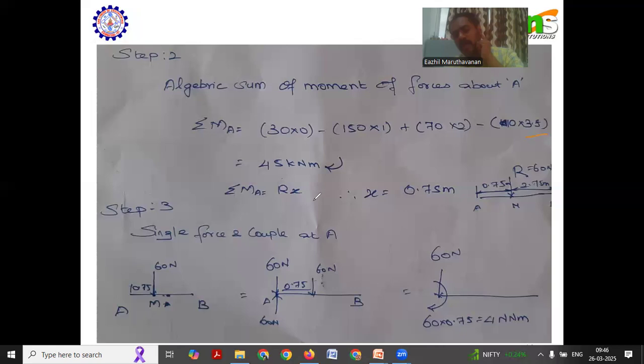To find the perpendicular distance, we use the formula sigma M_A is equal to R into d, or R into x. We get the x value as 0.75 meter. Now I'm drawing the image for the answers which I have. Now I have to replace the force at point A with a couple. So I'm introducing the 60 Newton force at point A on both sides, in the upward and downward directions. Now I'm replacing it with the moment, that is the couple. So 60 into 0.75 is 45 Newton meter.